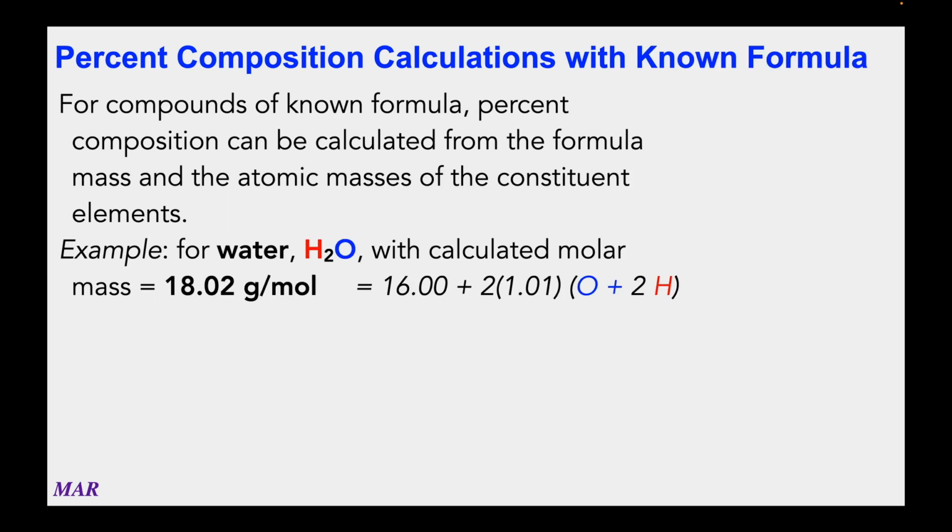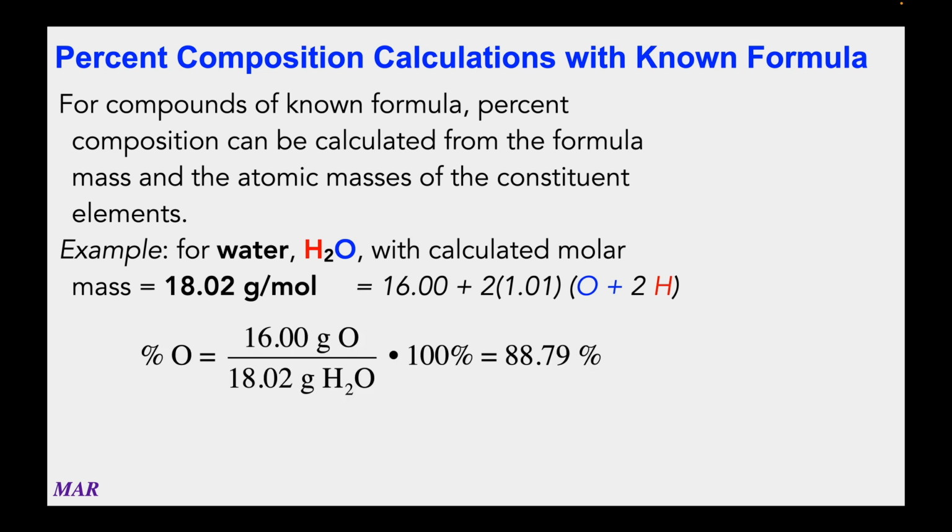If you know the formula of the compound already, you can also find the percent composition. As an example of what I mean by this, let's consider water. Good old H2O is going to follow us all the way from Chem 221 through Chem 223. If you remember, we could find the molar mass of water. It's 1 oxygen, which is 16.00 grams per mole, and 2 hydrogens, 2 times 1.01 grams per mole. So the molar mass of water is 18.02 grams per mole. That's to the 100th place, etc., etc.